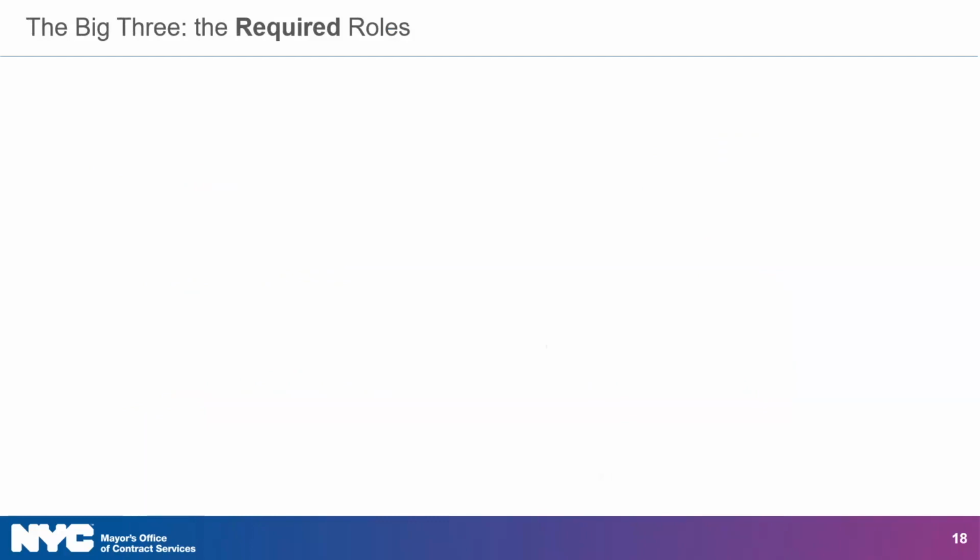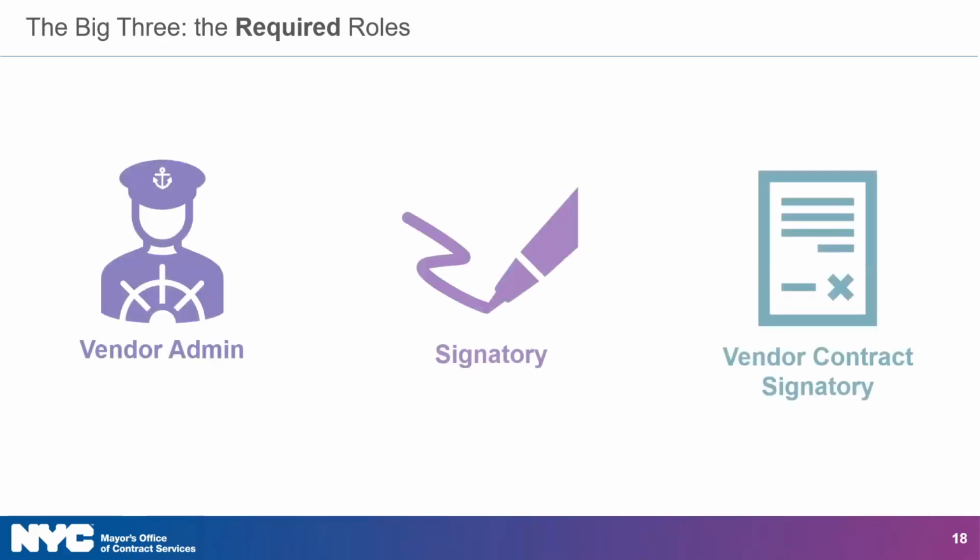The roles of vendor admin, signatory, and vendor contract signatory are mandatory. You will not be able to complete fundamental work in Passport without these 3 roles. As mentioned earlier, user roles can be stacked, so a single proprietor acting as a vendor admin would have to assign themselves all three of these roles. Note that signatory is not the same as vendor contract signatory. Signatories are key to the vendor enrollment process, and the vendor contract signatories deal with the contractual processes in Passport.